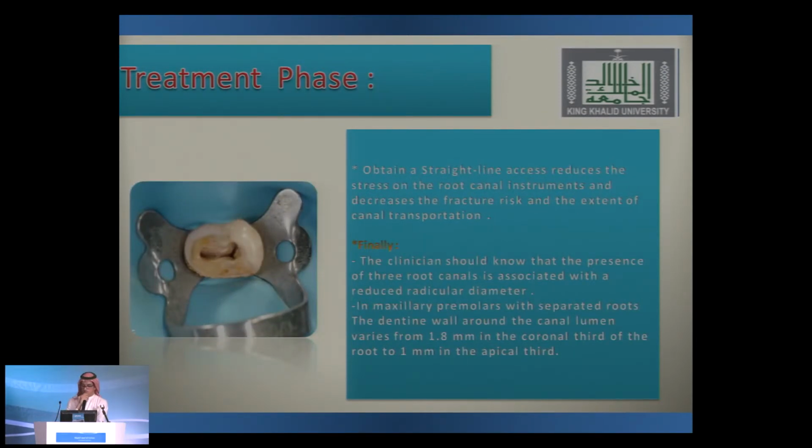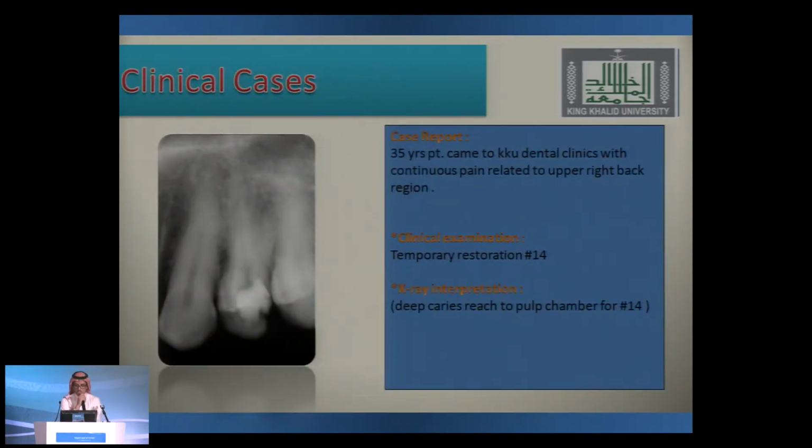Okay. So straight line access reduces stress on the roots, because when you insert your file at an angle from the top of the tooth coronally to the root, you have two angles. That is more likely to cause fracture or transportation of the canals.